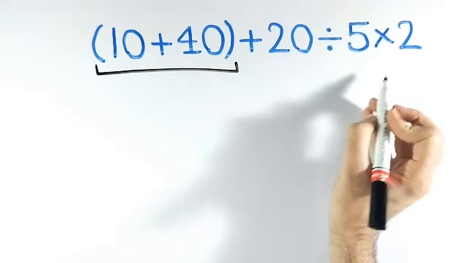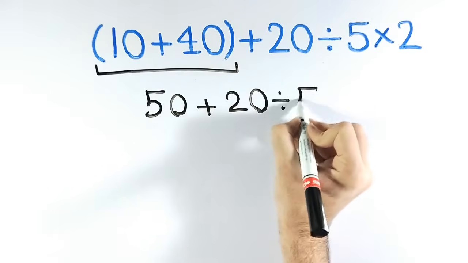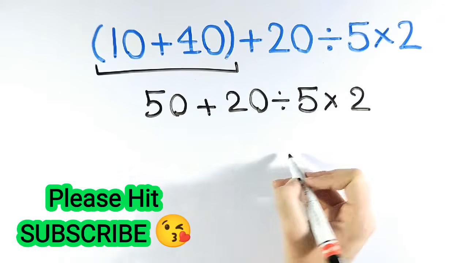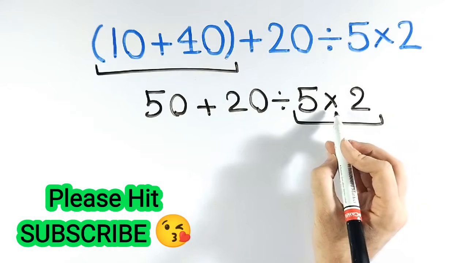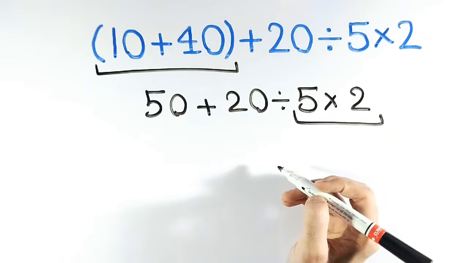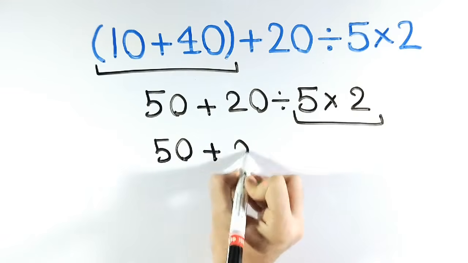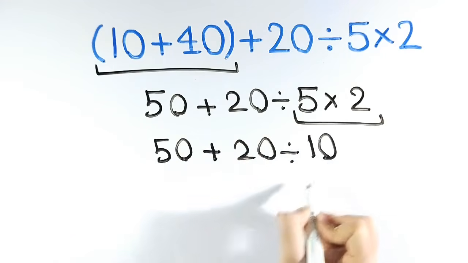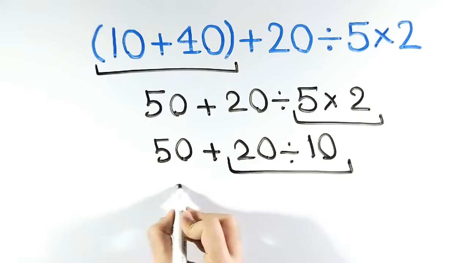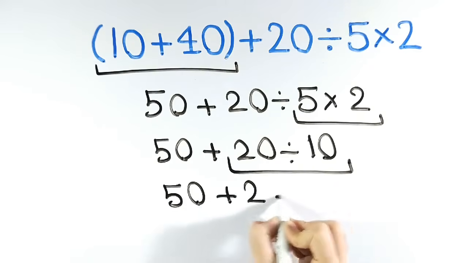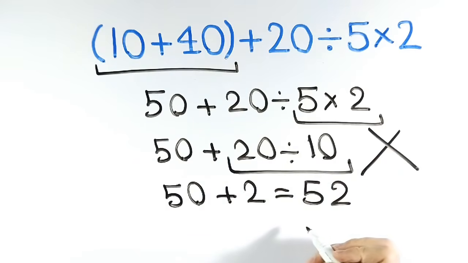Also, some other people, when solving this question, again go straight to the expression inside the parentheses, and instead of this expression, they write 50 plus 20 divided by 5 multiplied by 2. And the next step, they go for the multiplication between 5 and 2 because they think multiplication has a higher priority than division. So, instead of this expression, they write 50 plus 20 divided by 10. Then they go for the division between 20 and 10 and write this expression as 50 plus 2, which finally gives them the answer 52. However, it's not the correct answer to this question.